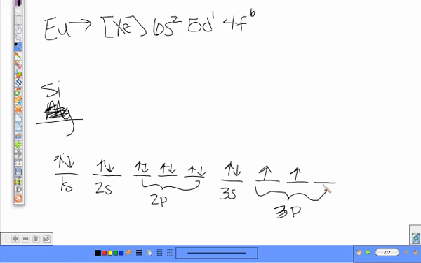Okay, any questions for the whole chapter? Yep. So ML is always -1, 0, or 1 if l is 1. If l is 2, it's -2, -1, 0, 1, 2.